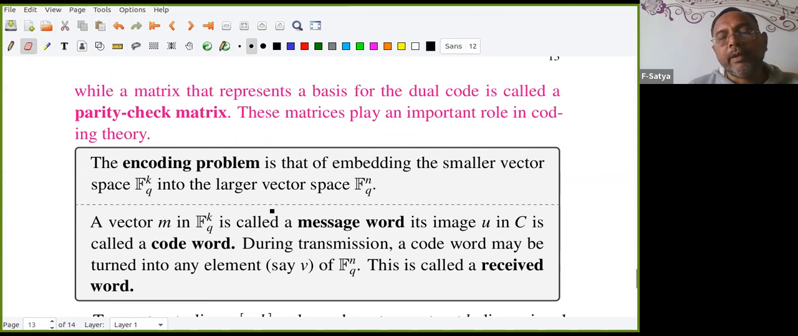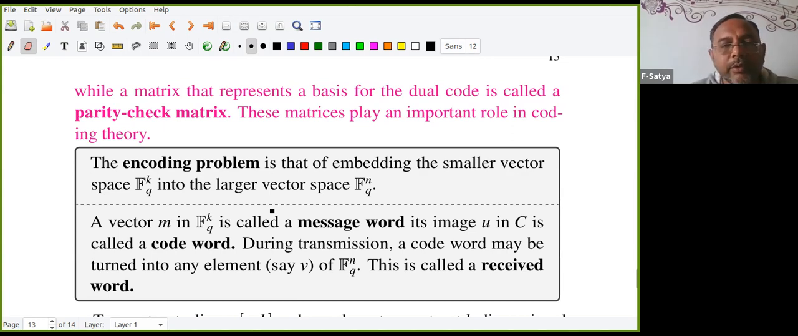So see, what is the parity check matrix? Given a code word, the code is the range of a generator matrix or the null space of the parity check matrix. You remember that the parity check matrix is actually the generator matrix for the dual code. These are beautiful parts. These matrices play an important role in coding.